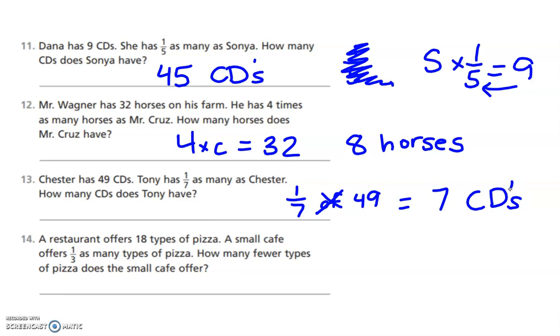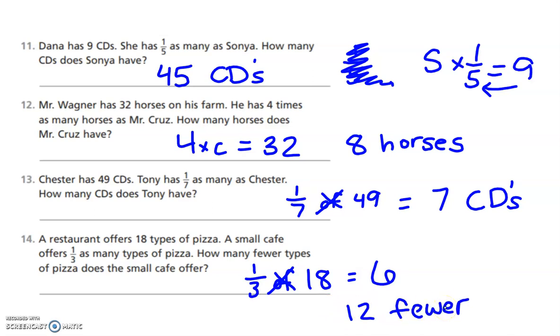And then this one's actually a two-parter. A restaurant offers 18 types of pizza. A small cafe offers 1/3 as many types. So first you have to figure out what 1/3 of 18 is. And remember, of means multiply. So that's going to be that they only have 6 pizzas that they offer. And then it says how many fewer types of pizzas does the small cafe offer? They offer 12 fewer, because that would just be 18 minus 6.